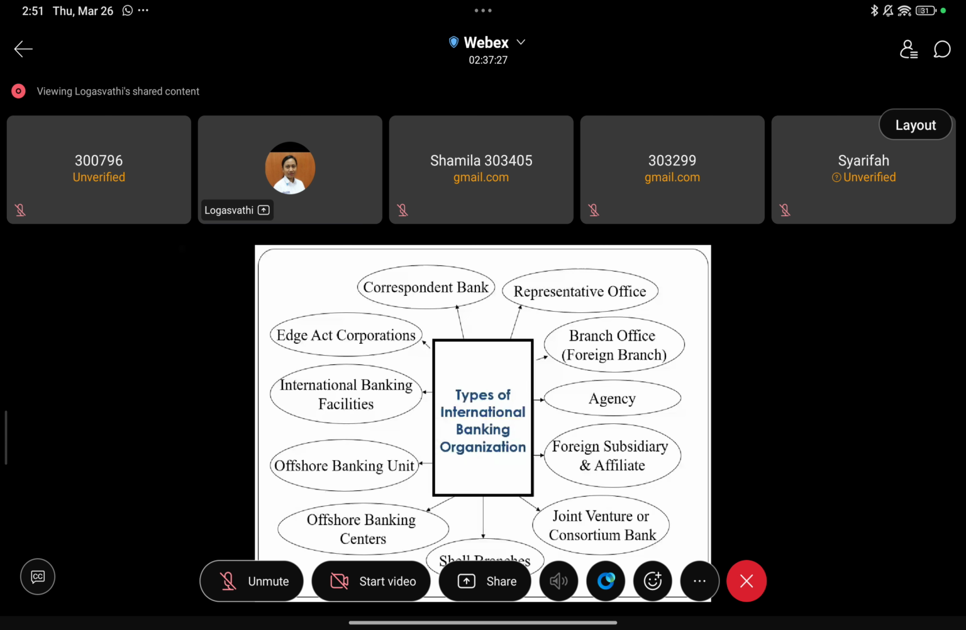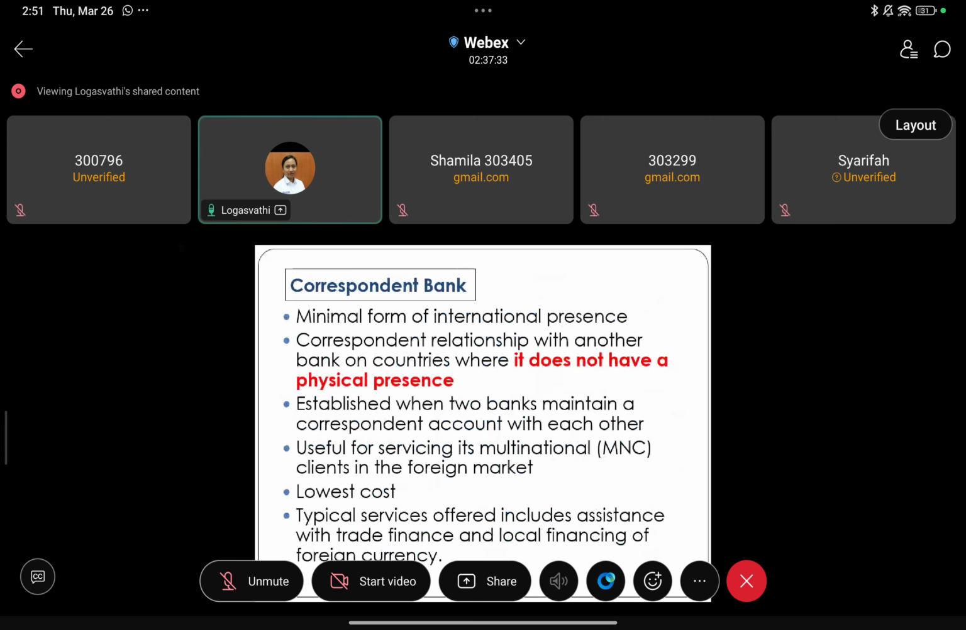Okay. So we have 11 types of structure for the international banks. The first one is a correspondent bank. A correspondent is basically a correspondent relationship with another bank in a country where it does not have a physical presence. Okay, this is like if I give such an example.